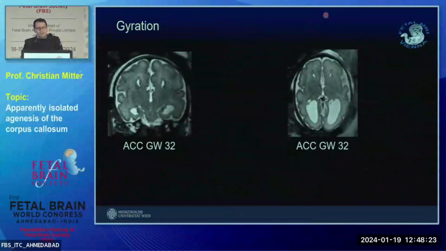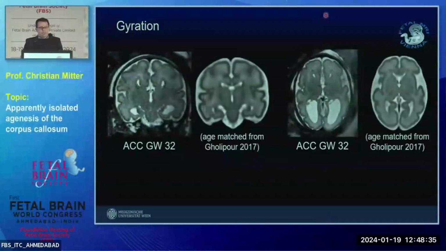If you now have, for example, this 30 gestational week old fetal brain with an isolated callosal agenesis, and we want to see whether the gyration is age appropriate or delayed, we can load up a standardized template from the Gholipour Atlas and compare them next to each other. If we do that with this case, then we see that this fetal ACC has an age appropriate gyration.